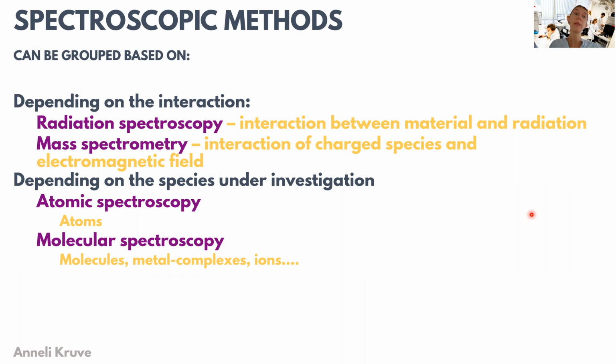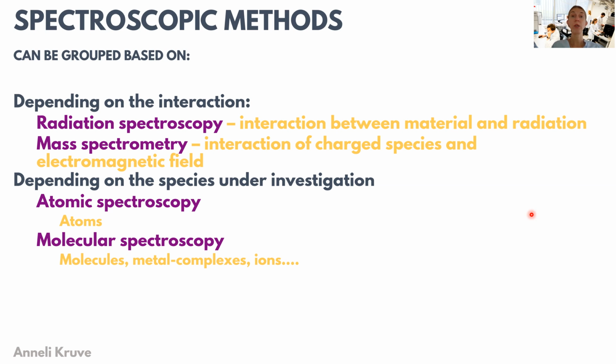And on the other side is located mass spectrometry, which in English is not called spectroscopy, but spectrometry. This comes from the fact that we are measuring the interaction of the charged species with the magnetic field. Essentially, we are measuring the mass of ions in gas phase, while in radiation spectroscopy, we are measuring the interaction between the light, the radiation, and the material that we are studying.